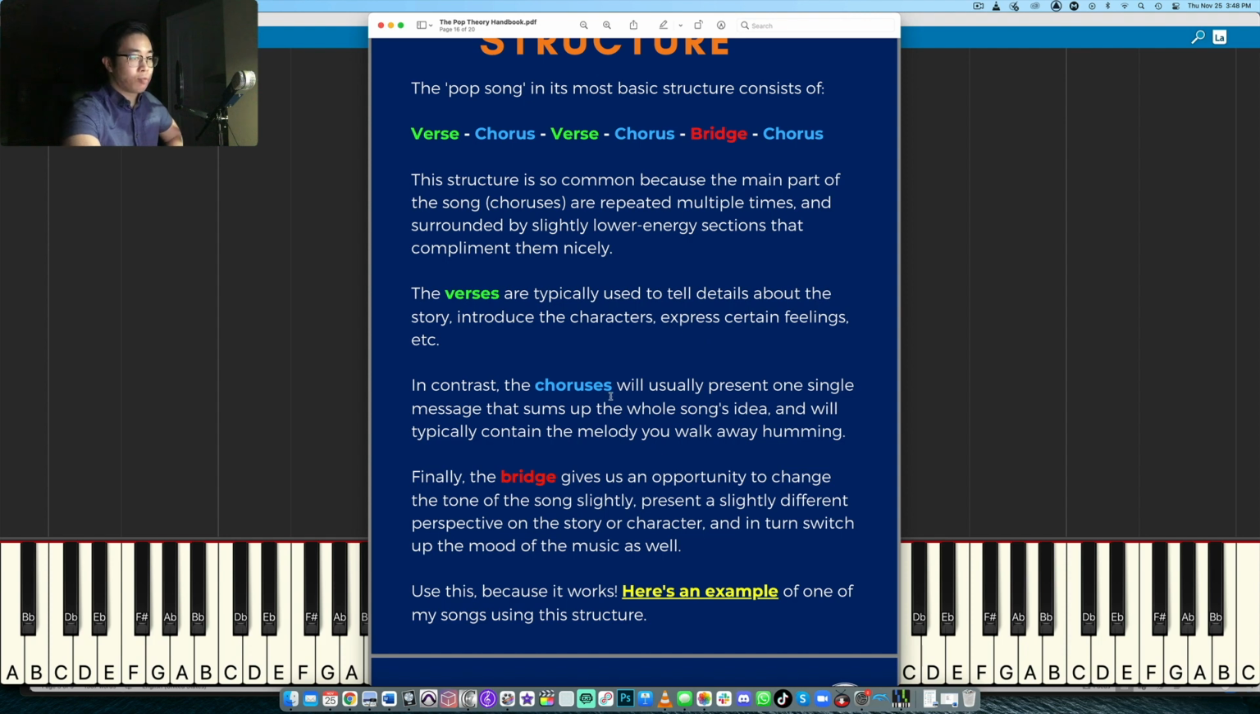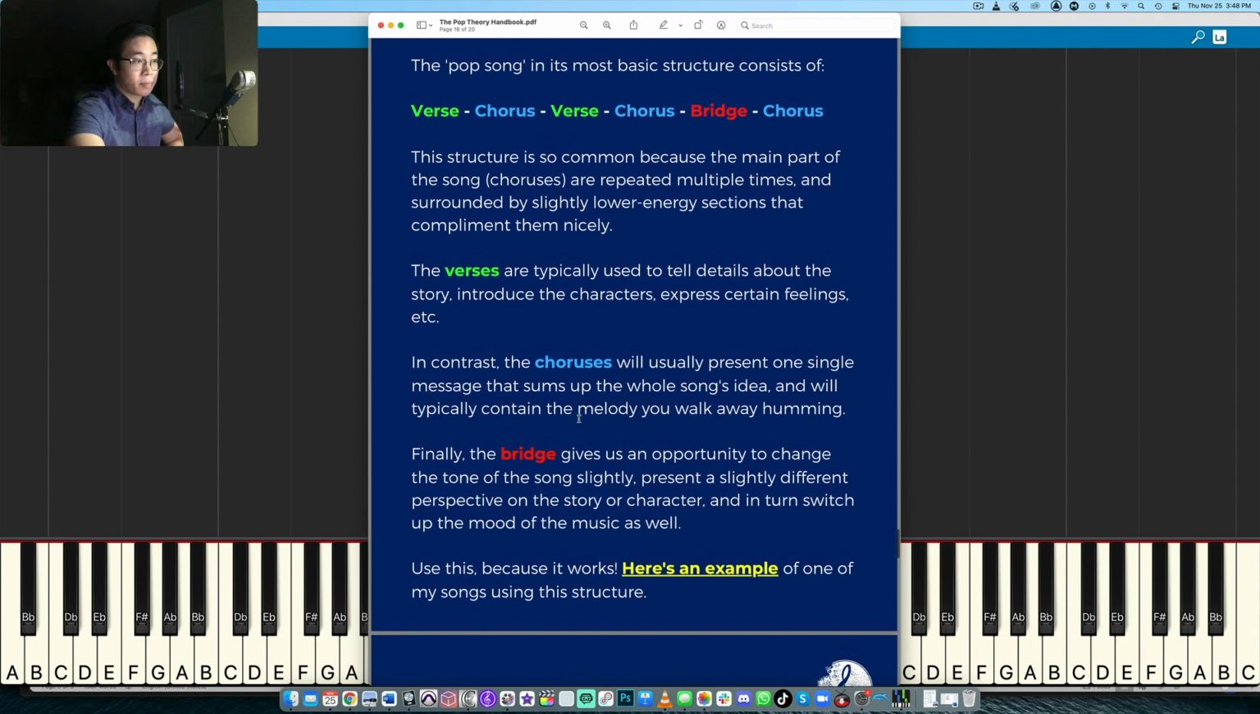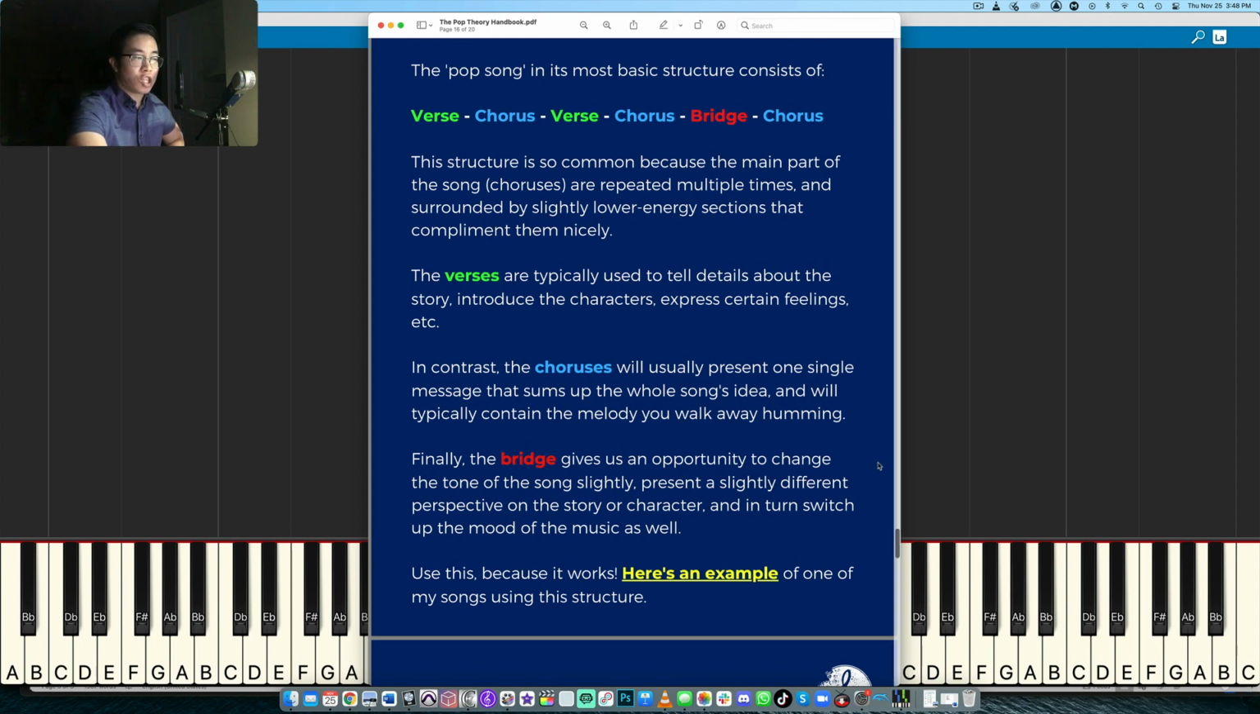Then the bridge, which is not a must in a lot of pop music, but it is common, gives us an opportunity to change the tone of the song slightly, present a slightly different perspective on the story or character, and in turn switch up the mood of the music as well. For example, if the song is very positive, then the bridge can maybe be a slightly more negative turn. If the whole song is about being confident, maybe the bridge is bringing up those insecurities one more time.